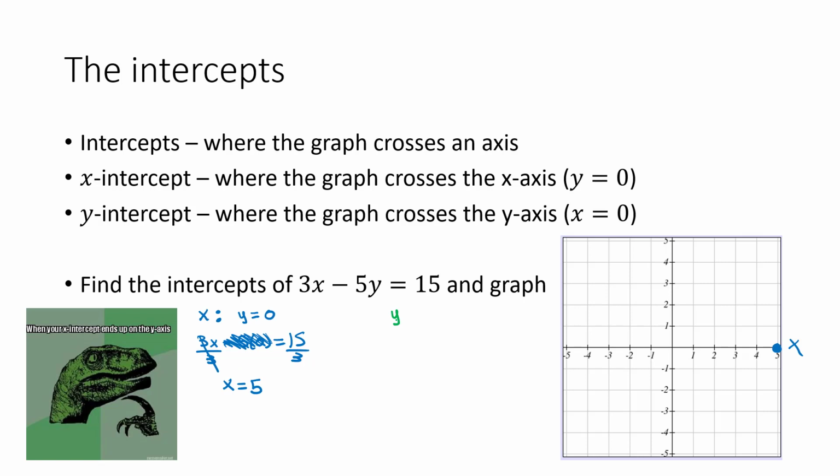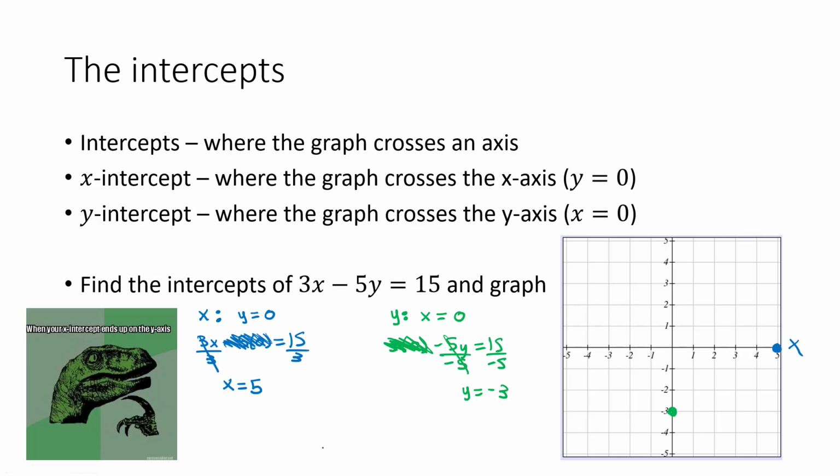To find the y-intercept, we make the other variable equal to 0. So we make the x equal to 0. So when we plug that in, we have 3 times x, which is 0, minus 5y equals 15. And 3 times 0 is nice because it comes out to 0. And we just have to divide both sides by negative 5 to get y is equal to negative 3. So the y-intercept on the y-axis is negative 3.